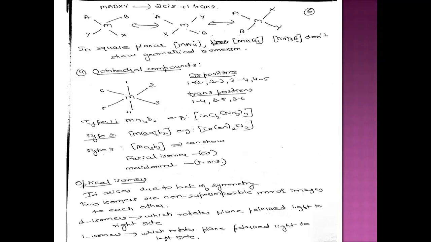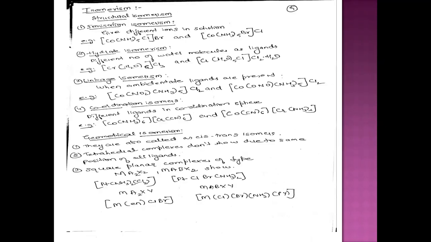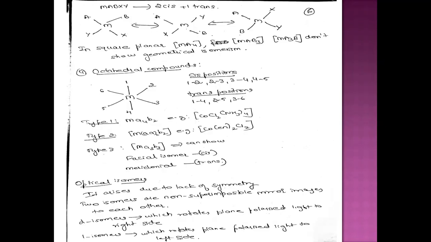How many cis positions? 4 cis positions and 3 trans positions in an octahedral compound. So this is regarding the geometrical isomers. In geometrical isomers, tetrahedral complexes do not show geometrical isomers. In square planar complexes, 4 types show and 3 do not show. In octahedral complexes, 3 types of compounds show cis and trans isomers. The equivalent name for cis is facial isomers and for trans is meridional isomers.